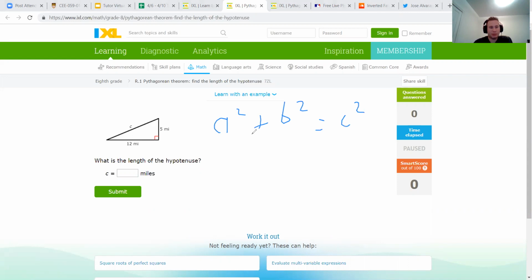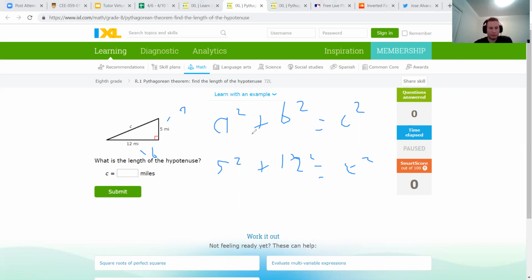So C is missing. We'll call this A and this B. So 5 squared plus 12 squared equals c squared. Now you just have to know what these numbers squared are.